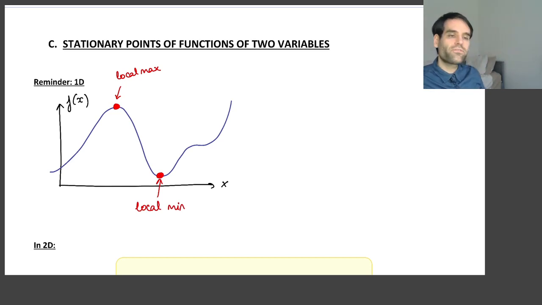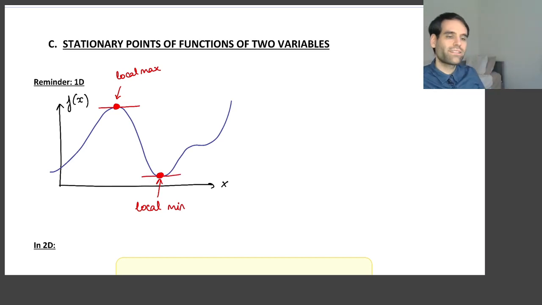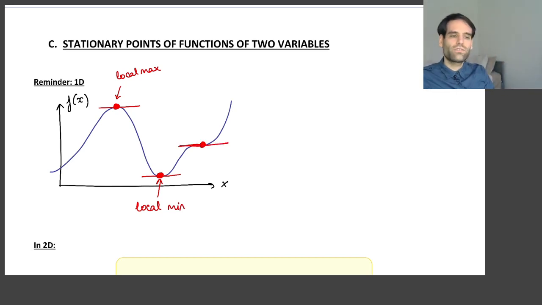And what they have that is special is that the derivative is equal to 0, because the slope is 0 at these points, right? But you also remember that you have inflection points, such as this one, yeah? Where the derivative is also 0, and yet it's not a minimum and it's not a maximum, yeah? And this is called an inflection point.